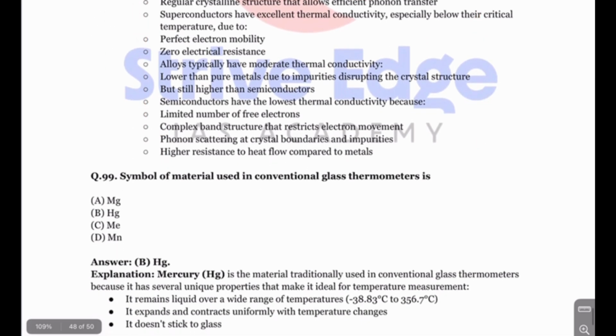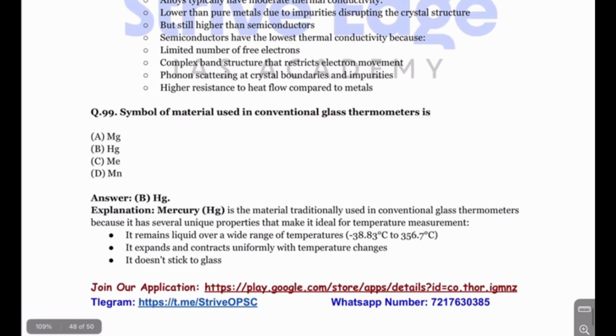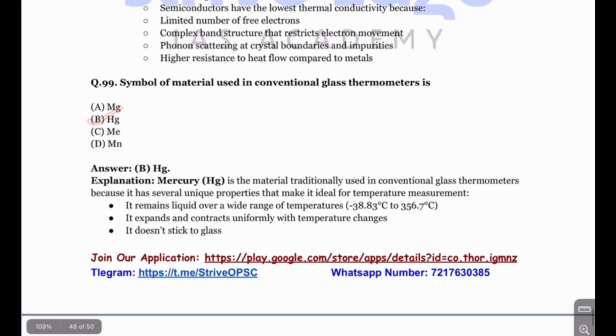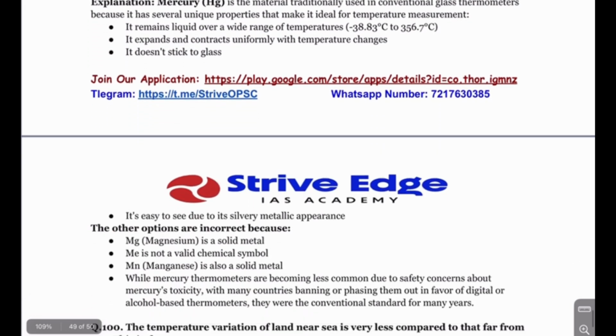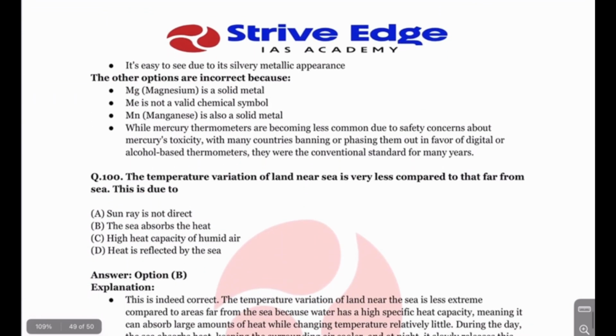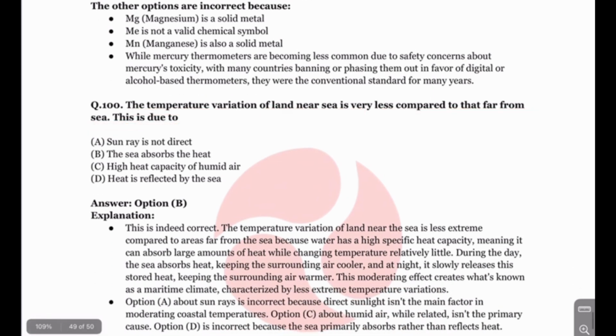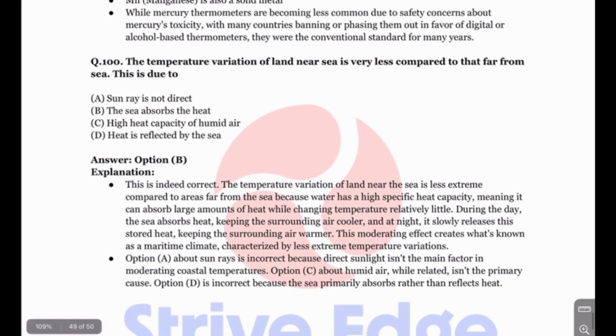Symbol of material used in conventional glass thermometer, it is mercury, that is Hg. So the detail is given, so please go through that. The temperature variation of land near the sea is very less compared to far from the sea because the sea absorbs lots of heat. This is indeed correct, the temperature variation is less extreme. So the answer is B. So 100 number question answer is B.